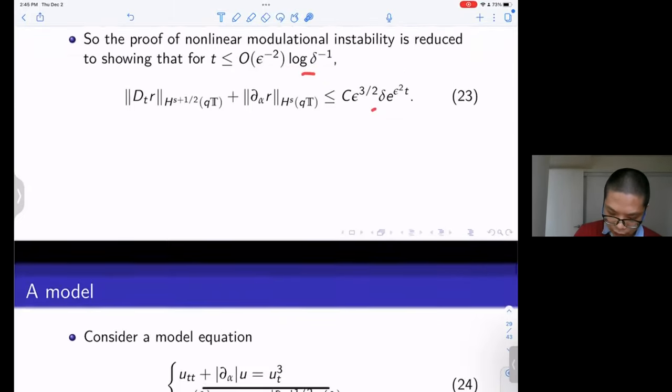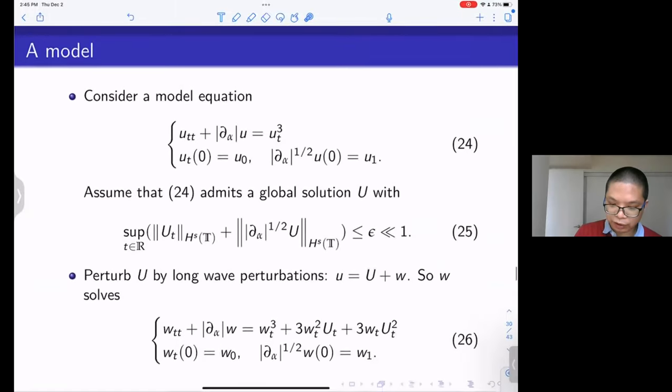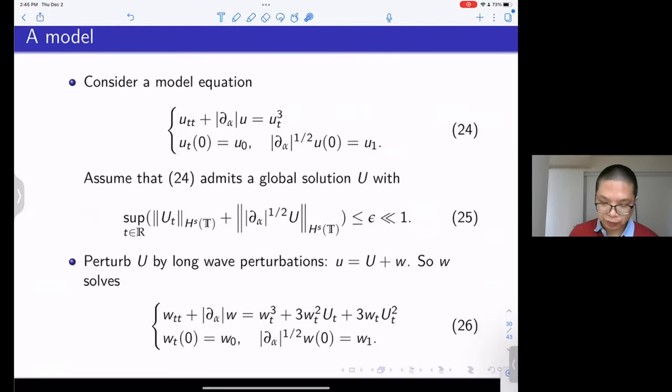Okay. So let me just show you a toy model. For this toy model, capital U more or less plays the role of the Stokes wave, and this is a simplified version of the Stokes, I should say an extremely simplified water wave problem.